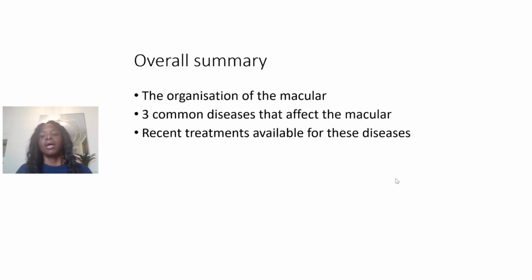So again, just to summarize what we've talked about today, we've talked about the macula and its organization, including special friends, RPE, photoreceptor, and choroid. We've talked about 3 common diseases and how they affect the macula: age-related macular degeneration, diabetic macular edema, and the macular hole. And also we've talked about some of the treatments available for these diseases. I hope that this lecture has given you hope that eye research is moving forward and most eye diseases are becoming treatable, and that you found that very informative.